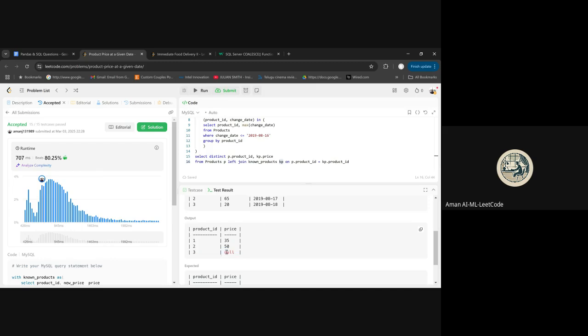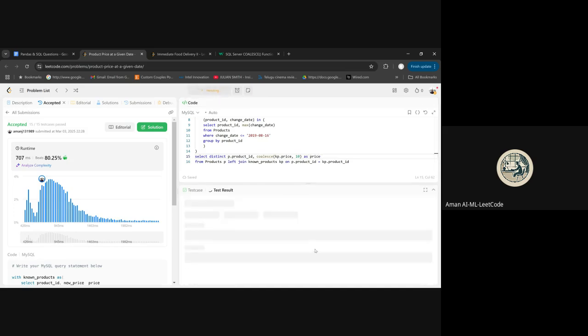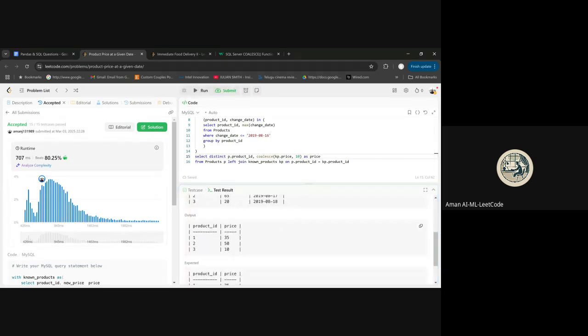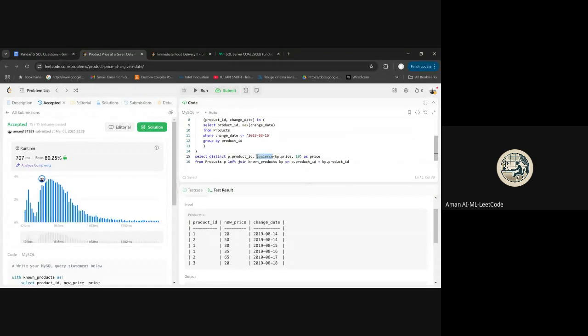Now what is happening? The value of this is null. So what you can do is use COALESCE, and say it's 10. What it is going to do is, if this value is null, it will return 10. You just have to rename it, I guess, as price. So this is how this function is used.